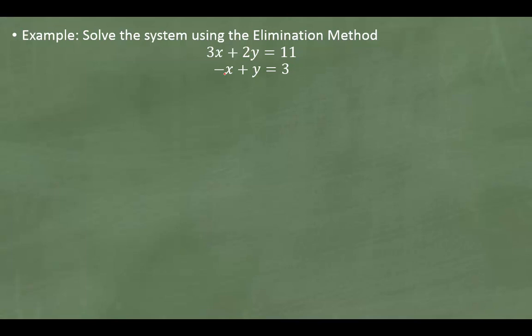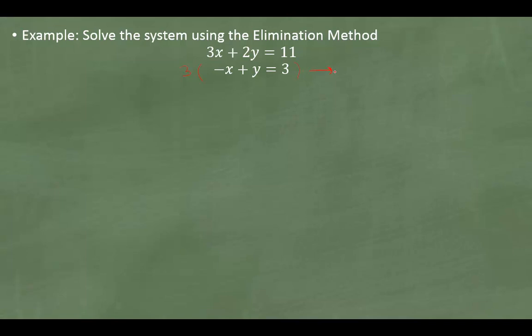Notice that if I multiply the second equation, all of it by the way, by 3, then that would give me negative 3x, which would cancel with this positive 3x. So that's what I want to look for, and that's what I'm going to do.